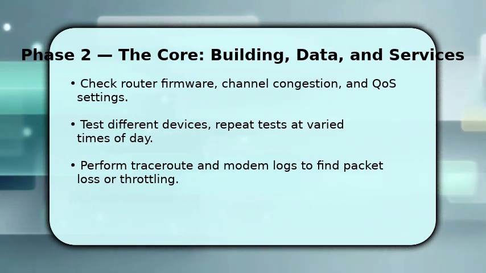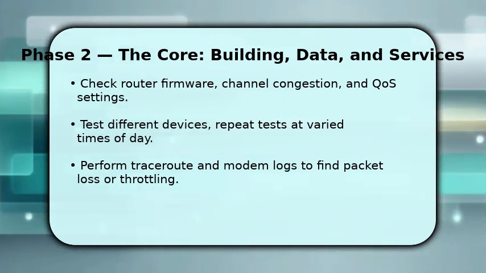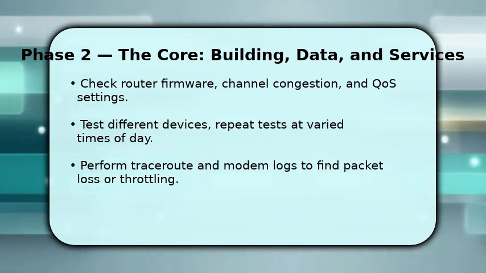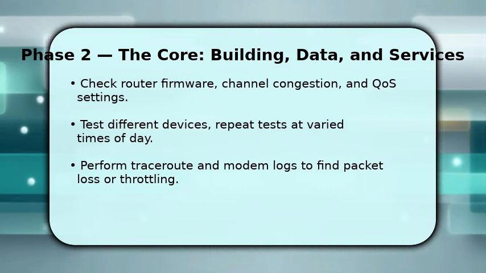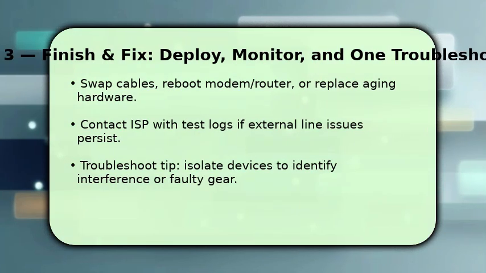Use traceroute or MTR to reveal hops with high latency or packet loss and review modem logs for errors. Make incremental changes, change channels, enable 80 MHz on 5 GHz, or adjust CoS, and retest after each change to measure real impact. To finish, implement durable fixes based on your findings.